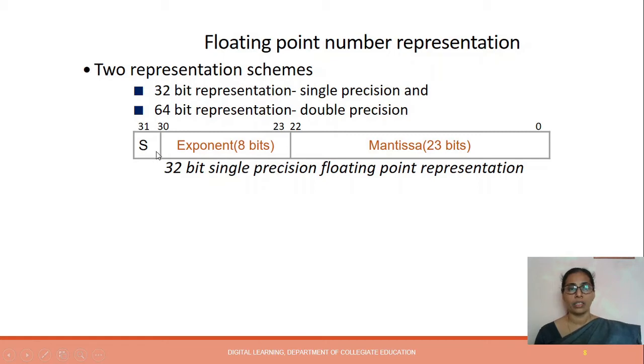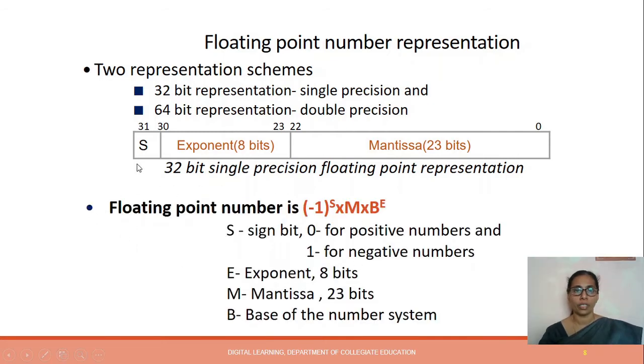Here, this shows the 32-bit single precision floating point representation. The most significant bit is the sign bit of the number, and the next 8 bits are used for storing the exponent, and the 23 bits are used for storing the mantissa part.